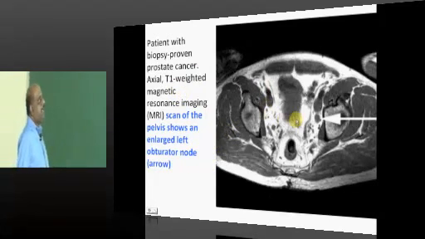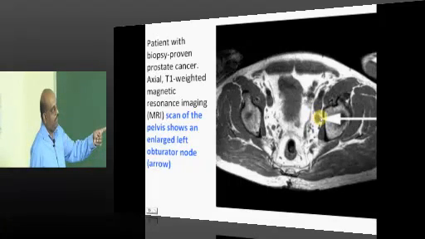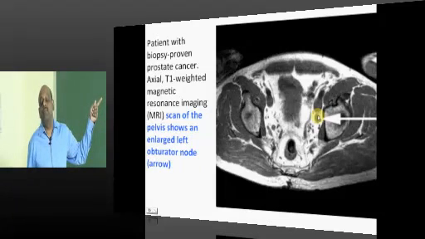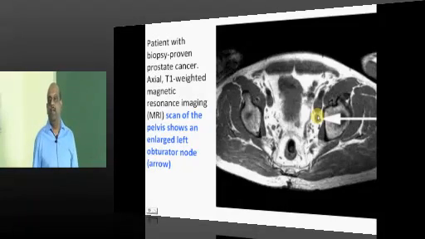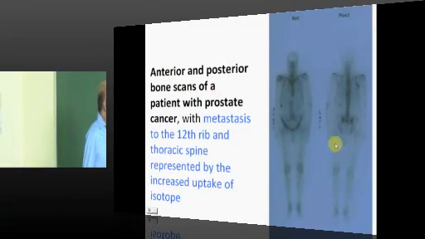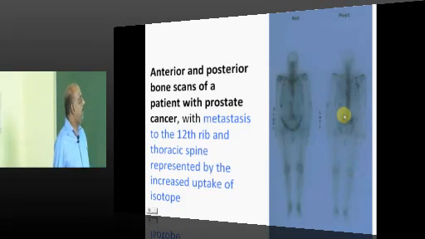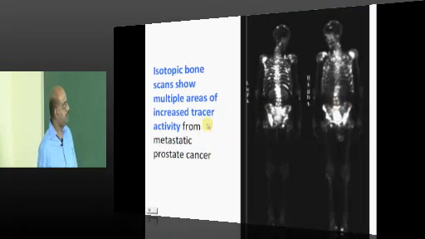in whom an axial T1 weighted image shows one typical swollen part, which is the obturator lymph node, commonly enlarged in case of prostatic cancer. Then you will subject the patient to the bone scan, where you can identify the metastasis which has occurred into the 12th rib in this case, and also into the thoracic spine, classically on radionuclide bone scan.